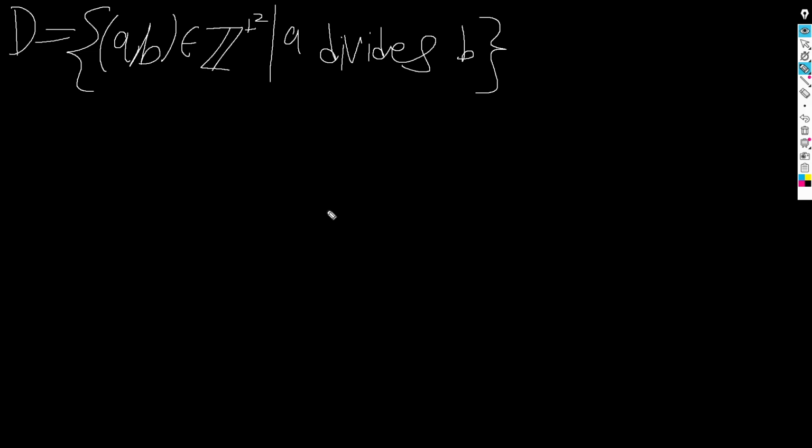So for a last example, let's let D be the set of all (a, b), where both a and b are positive integers such that a divides b. Now we can ask, is D a partial order or a total order?